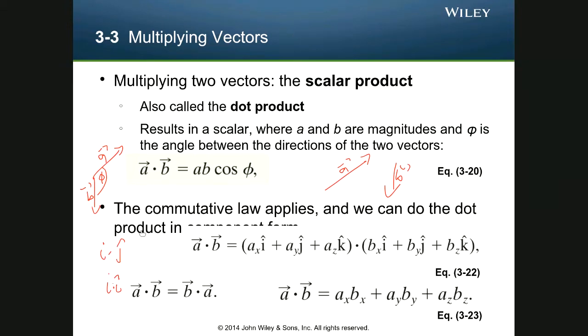This is important. 90, good. And what's the cosine of 90? So I dot J, so 0 times 1 is 0, and I dot J is equal to 0. Okay?